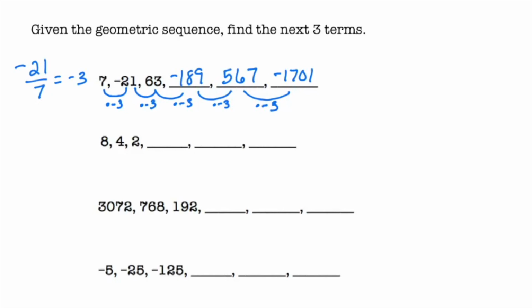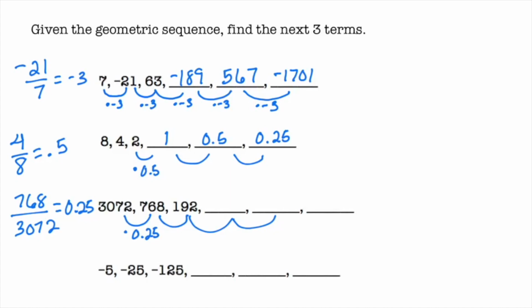All right, so next one you're doing 4 divided by 8, which is 0.5, so we're going to multiply by 0.5 each time. So 2 times 0.5, anytime you're multiplying by 0.5, it's like taking half of the number. So half of 2 is 1, half of 1 is 0.5, half of 0.5 is 0.25. And you're done.